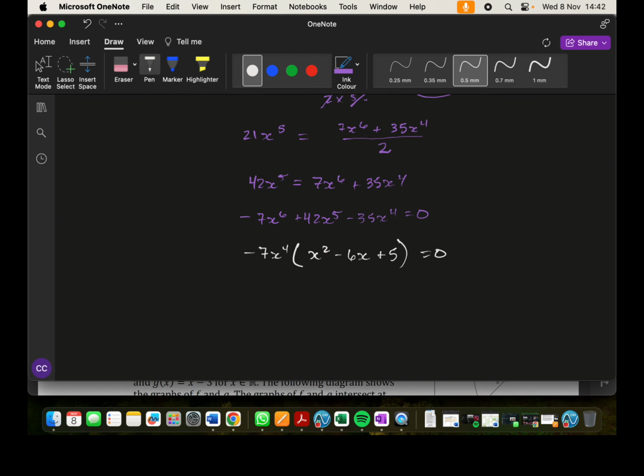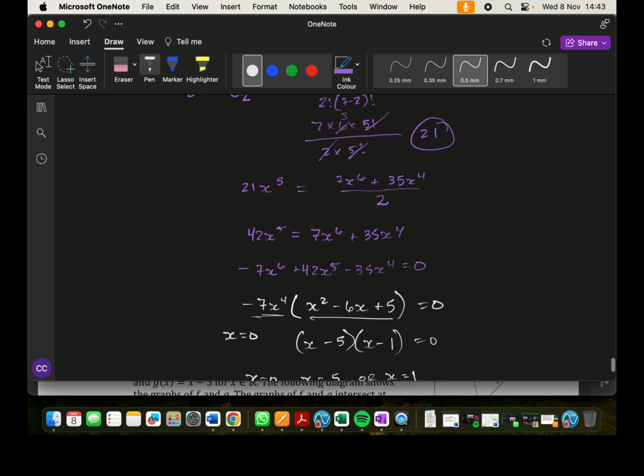So my options are either this equals 0, in which case x is 0, or this equals 0. Well, that's factorable, I think. That's x, two numbers that multiply together to equal positive 5, but when I add them I get negative 6. Well, that's (x minus 5)(x minus 1), so that equals 0. So I've got x can be 0, x can be 5, or x can be 1.